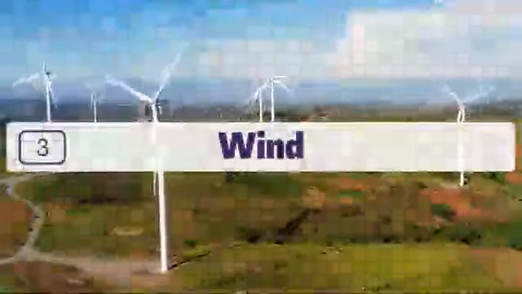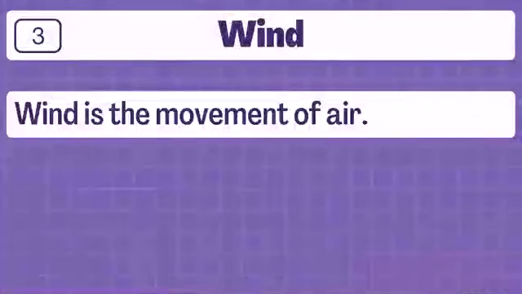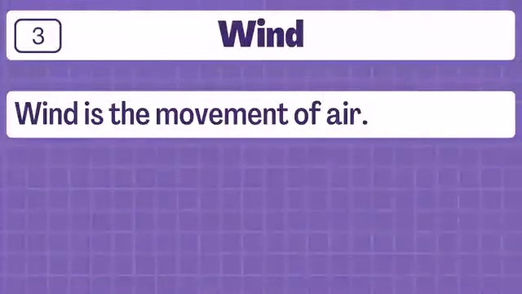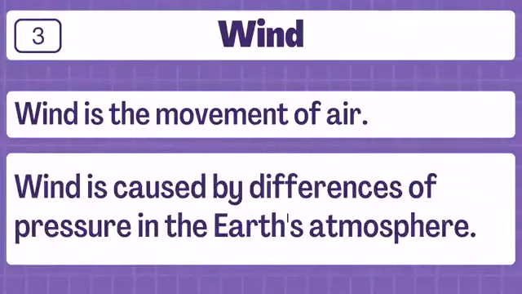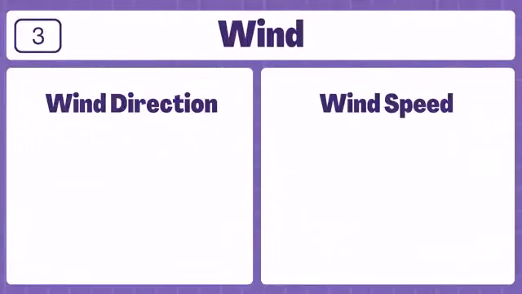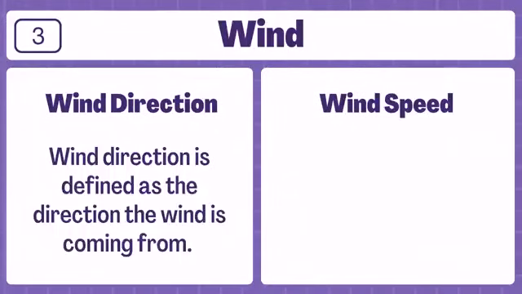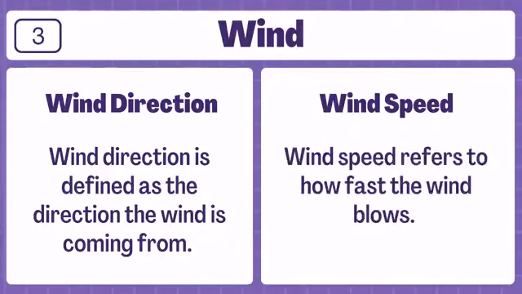Number 3. Wind. Wind is the movement of air. But where does wind come from? Wind is caused by differences of pressure in the Earth's atmosphere. Wind is described by using 2 main measurements, direction and speed. Wind direction is defined as the direction the wind is coming from, while wind speed refers to how fast the wind blows.